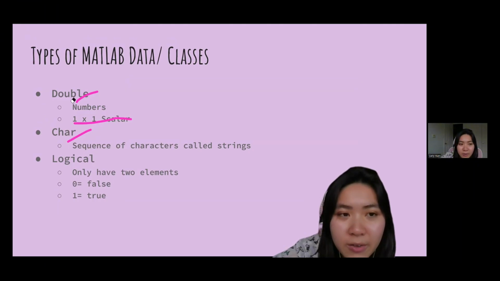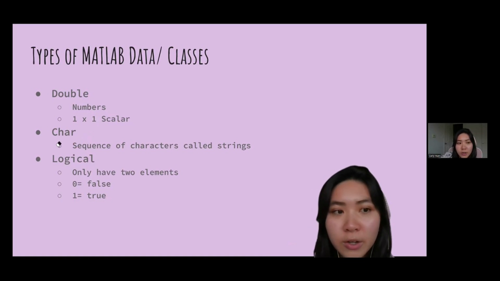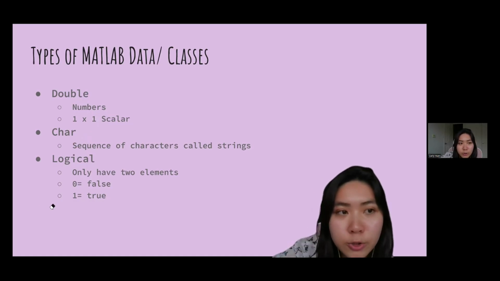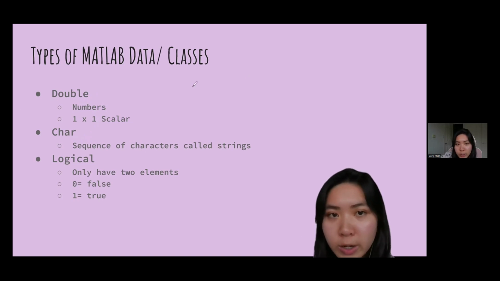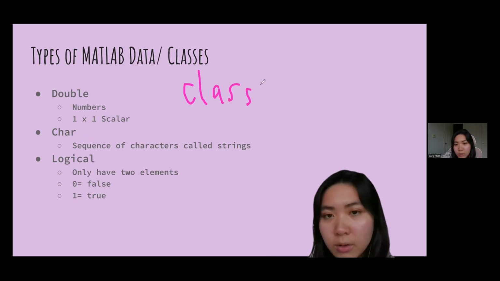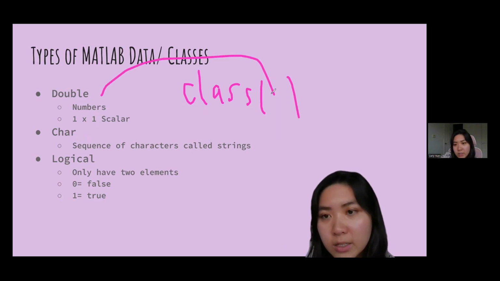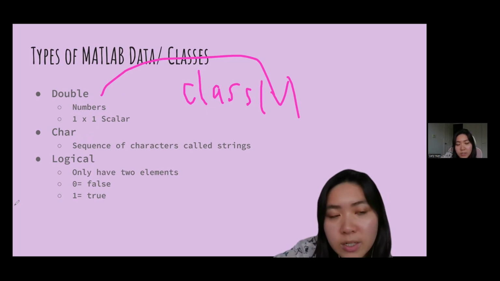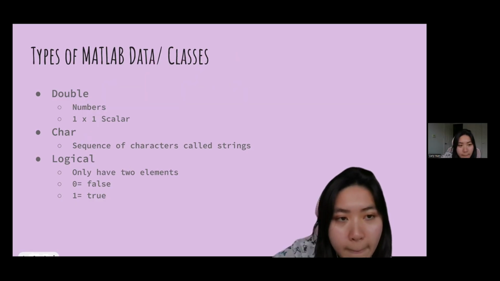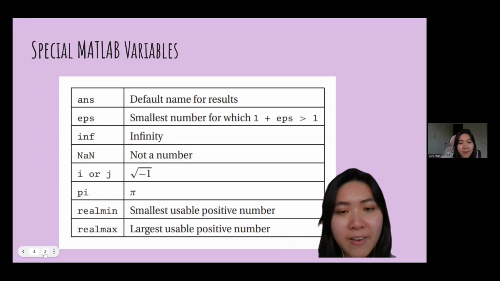When you eventually use your Copilot and it asks whether your data is a double or a character, you should check why you couldn't input your data type. To check what type of data you have, use the class function and then enter whatever your variable is. It will tell you if it is a double, a char, or a logical. That's it.